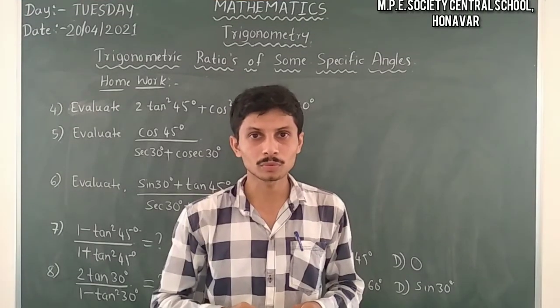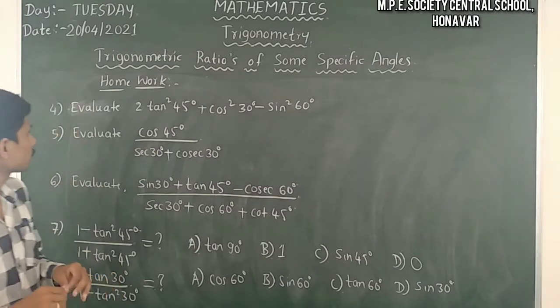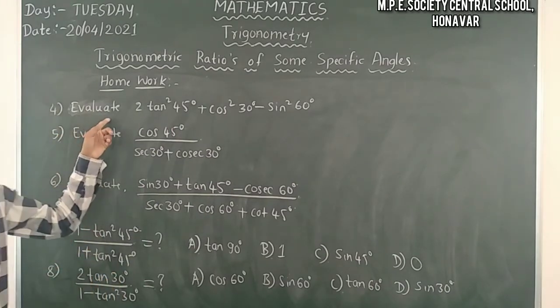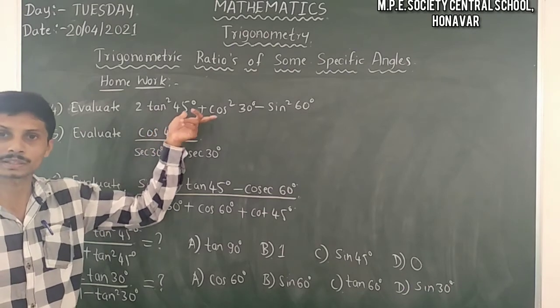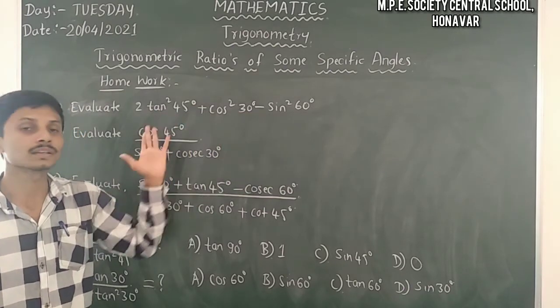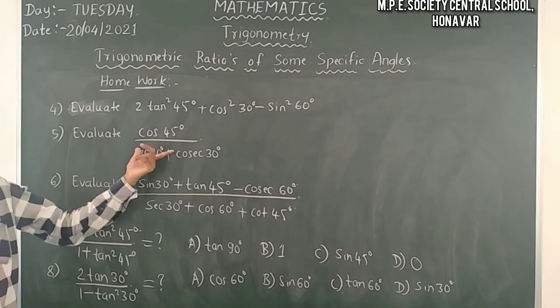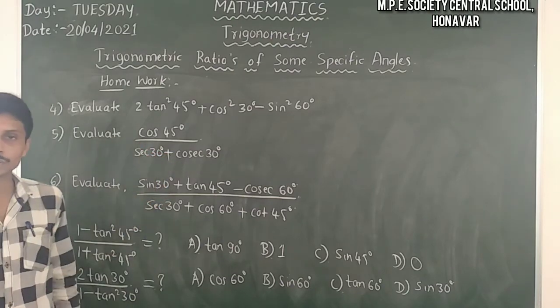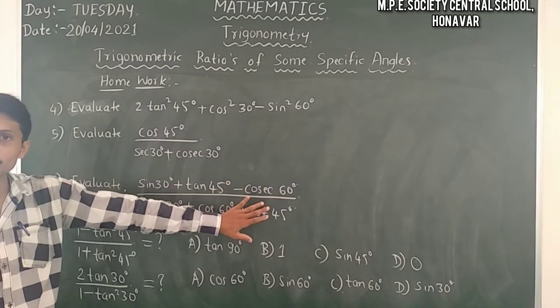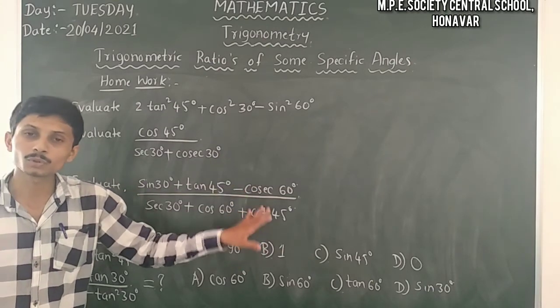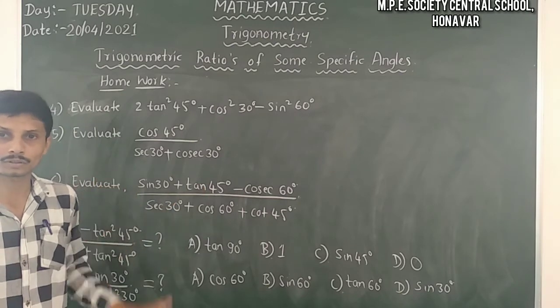Let's take some homework here. Just observe, the fourth one is evaluate. You have to substitute all the values of trigonometric ratios of specific angles here, then find the values. Here it is also the same and here it is also the same. In all these three problems, you have to substitute the respective values and then simplify them.